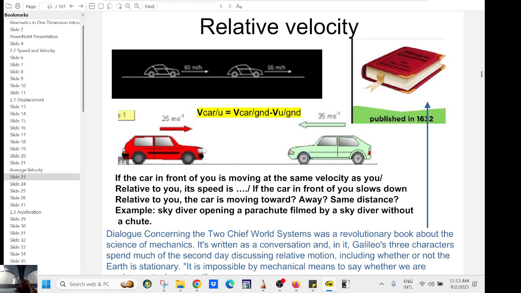Same direction as you, but it's slowing down. It's not like it's moving up. Yes, relative to the frame inside the car.